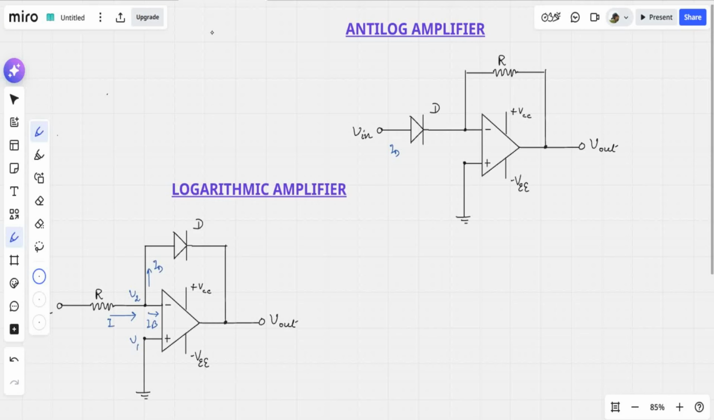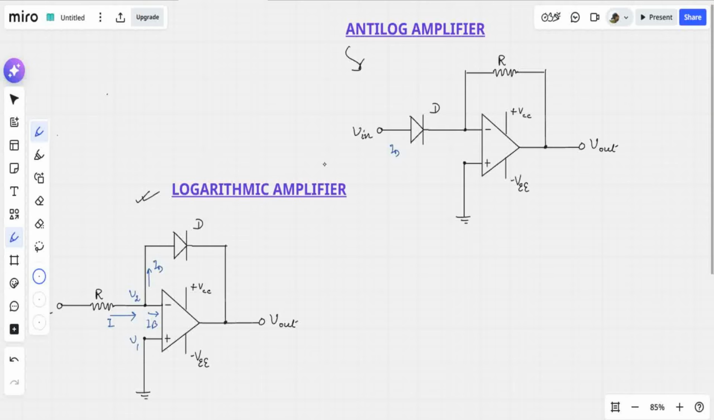Hello everyone, welcome back. In the previous video, we studied the logarithmic amplifier and how input signals can be compressed using a logarithmic relationship. Today we're going to study the reverse operation, that is the antilog amplifier. As the name suggests, the circuit produces an output that is proportional to the anti-logarithm of the input signal.